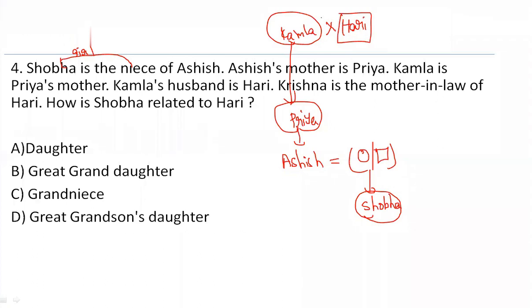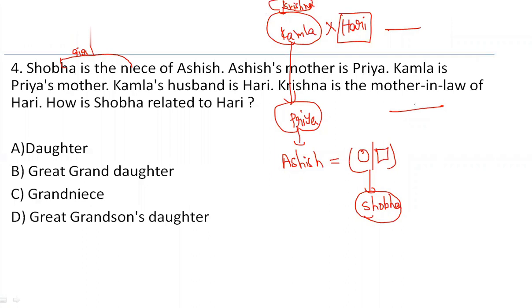Krishna is the mother-in-law of Hari. Mother-in-law means wife's mother, right? So where will Krishna be? Krishna will be here. Krishna is the mother-in-law of Hari. Okay, now what is the question? How is Shobha related to Hari? Hari is here.